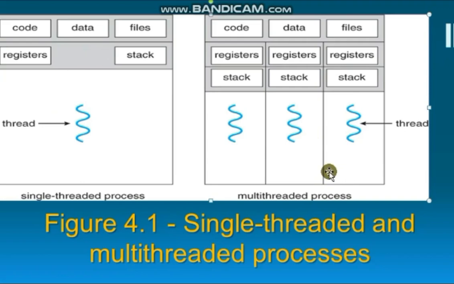The other one is the multi-threaded process. It is a single process which has three threads, so 1, 2, 3. Each of these threads has its own stack and registers. At the top, you will find the code section, data section, and files belonging to this process, and they are shared by the three threads. In this case, a multi-threaded process can perform multiple tasks at a time. Each thread performs a different task.